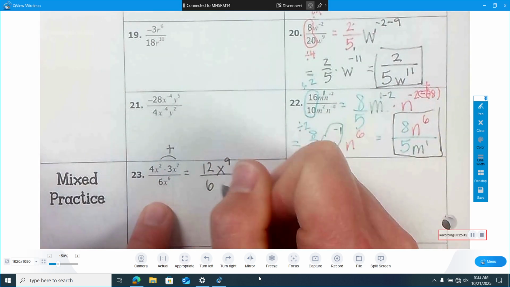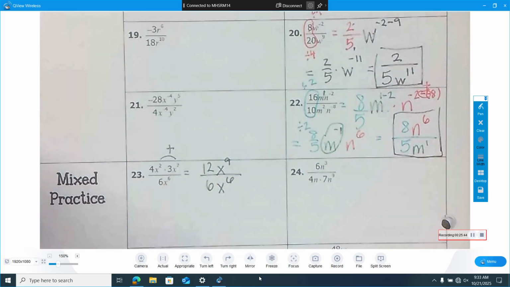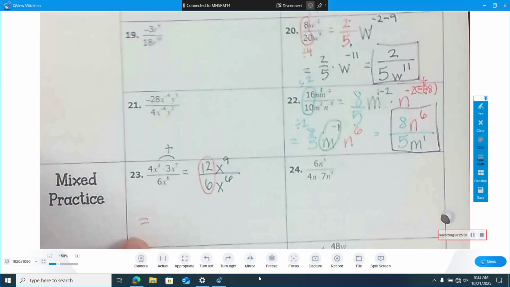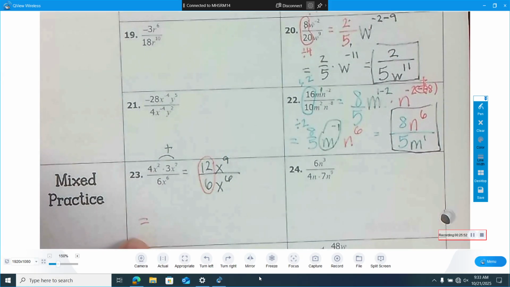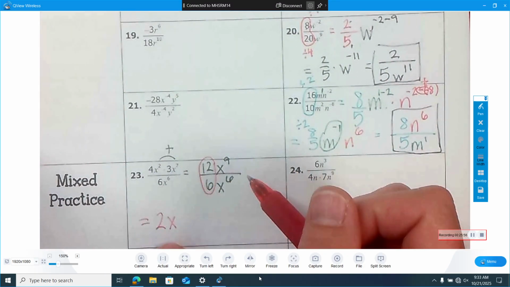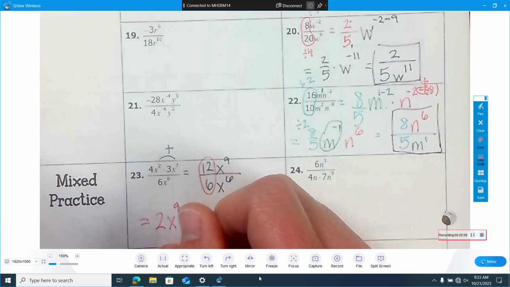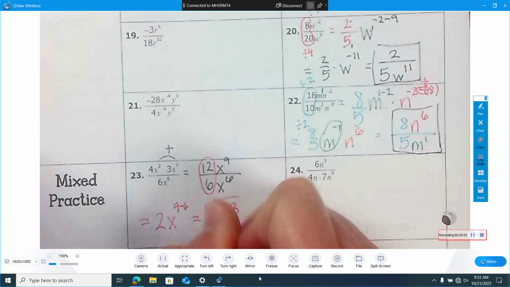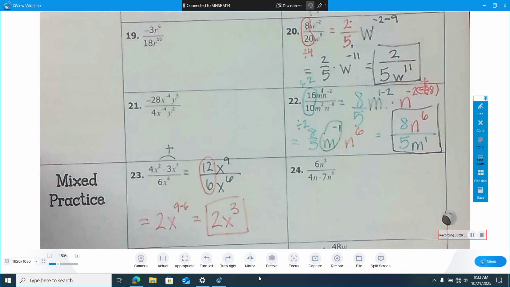Now the denominator has 6x to the 6th. And what's going to happen? We can reduce our fraction there. 12 divided by 6, 2. And then we have x to the, let's see, we're going to do top minus bottom. 9 minus 6, which is x to the 3rd. And that's a great final answer there.